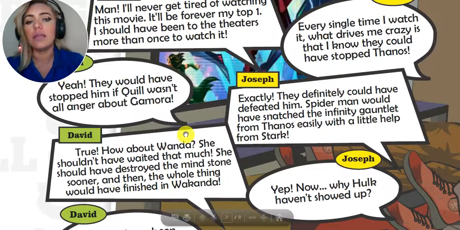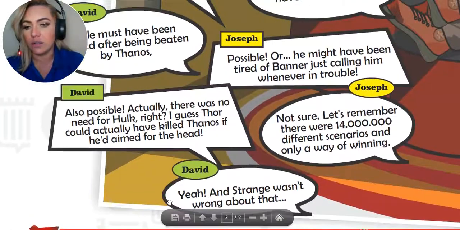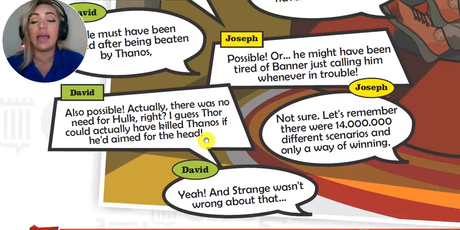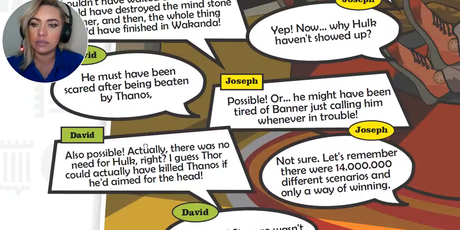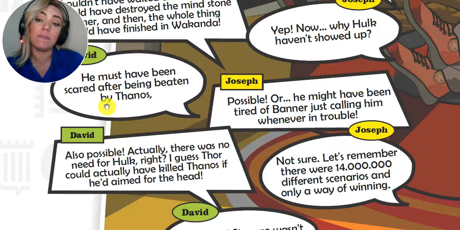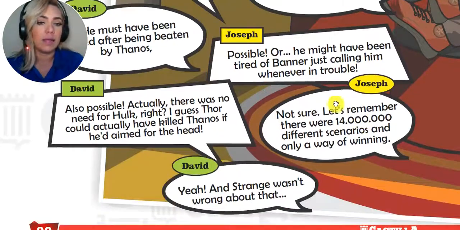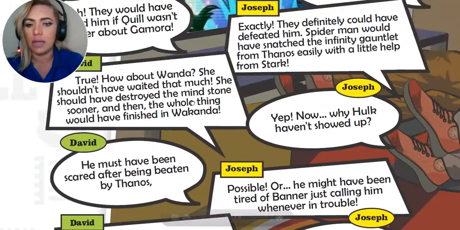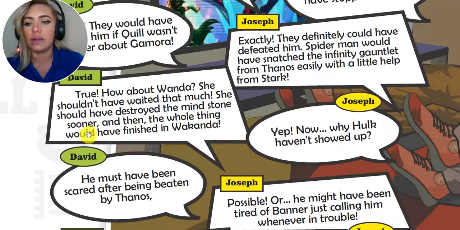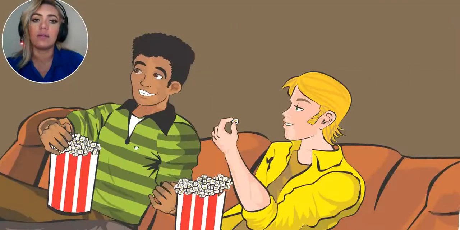So here you have many words from the vocabulary. Like here, "he aimed for the head," so he pointed at the head. The other word is that he must have been scared of being beaten. The other one we have about Wakanda, "the whole thing would have finished in Wakanda," and so on. Okay, guys, you read the text. Let's check out the grammar.